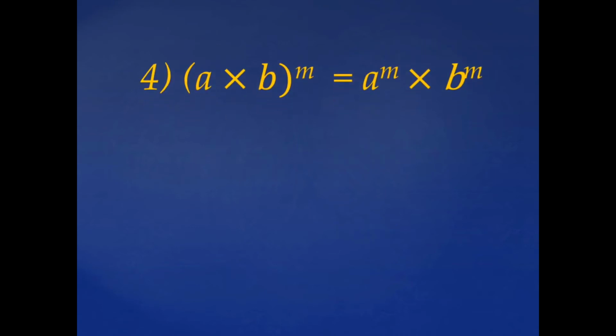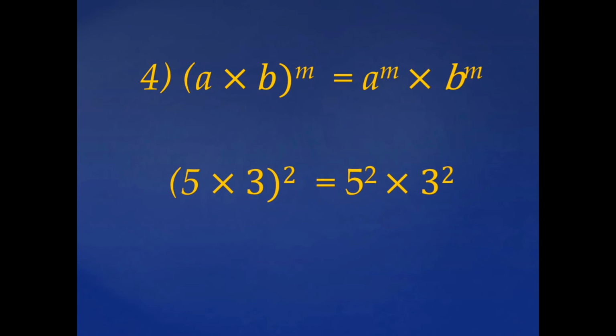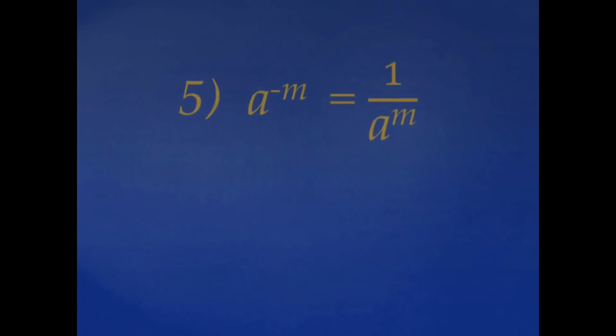Next law is a into b bracket raised to m, that is equal to a raised to m into b raised to m. For example, 5 into 3 bracket square is there. We should write the index 2 separately for both the numbers 5 and 3, that is 5 raised to 2 into 3 raised to 2.